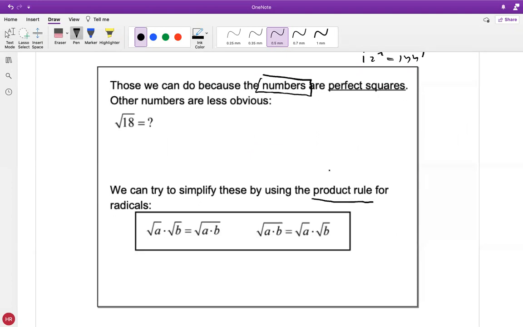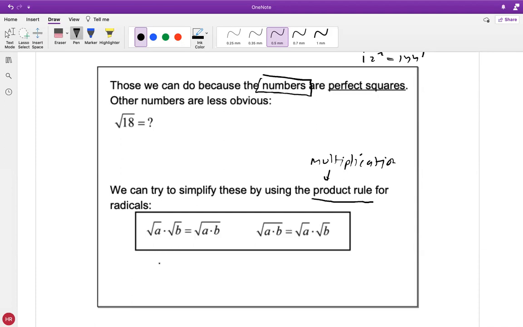Product rule. This word means multiplication. And so the product rule says both of these things. It says if I have two radicals and I multiply them, I can multiply the things underneath one single radical. Like I can put the A and the B multiplied underneath one. And I can do it the other way too. If I have two things multiplied underneath one radical, I can write it as the square root of the first one times the square root of the second one.